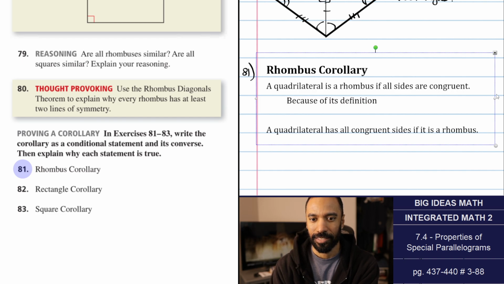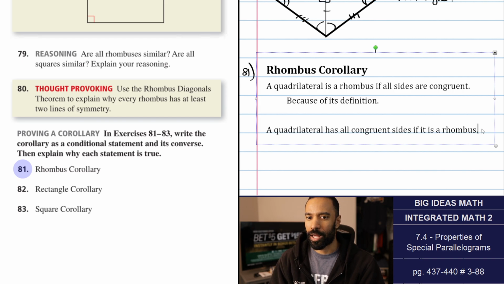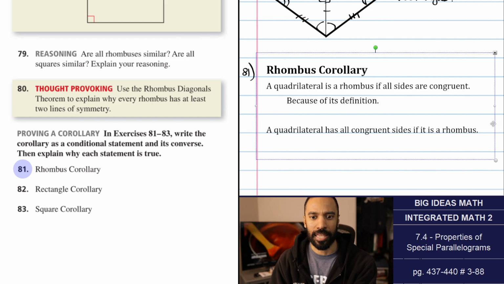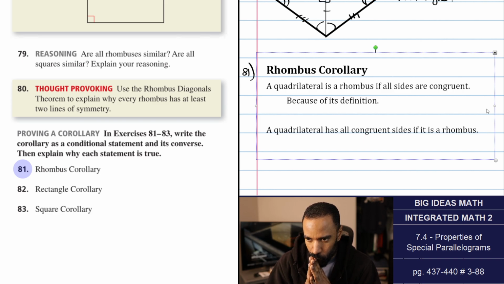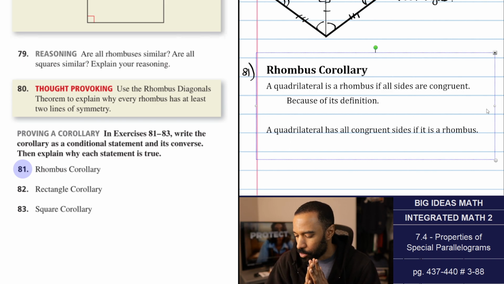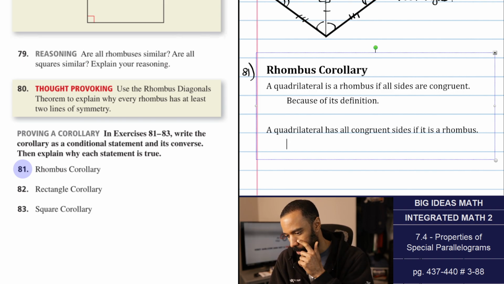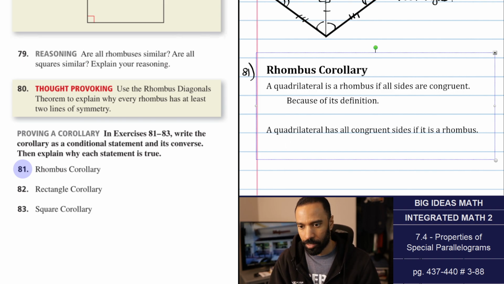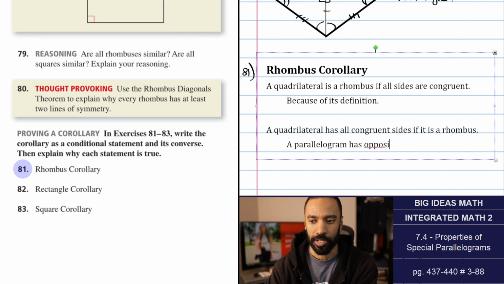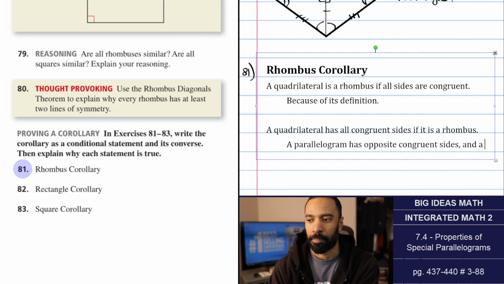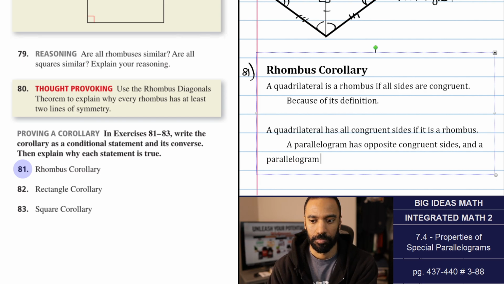Now this one, a quadrilateral, if it has 4 congruent sides, then it's a rhombus, you can say this. You can say the parallelogram, right? A parallelogram has opposite sides that are congruent already. And a parallelogram with 4 congruent sides is a rhombus. That's kind of where I want to go with it.